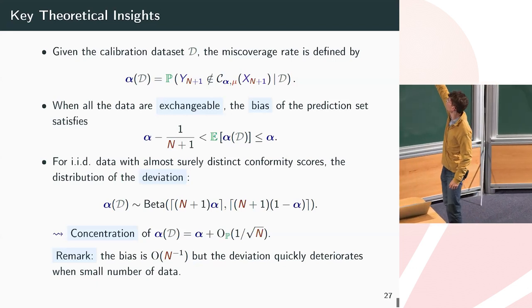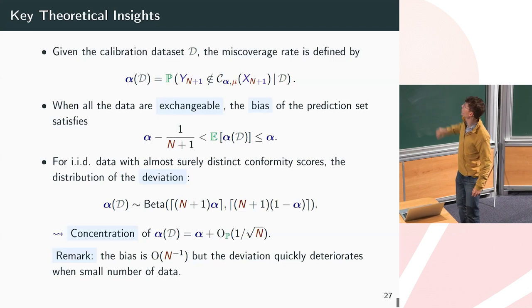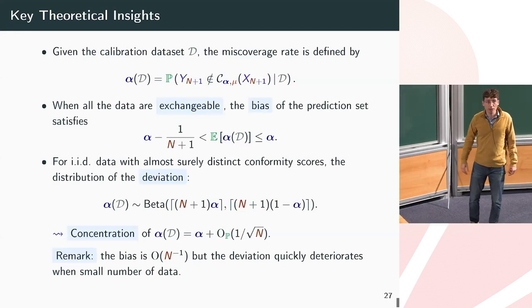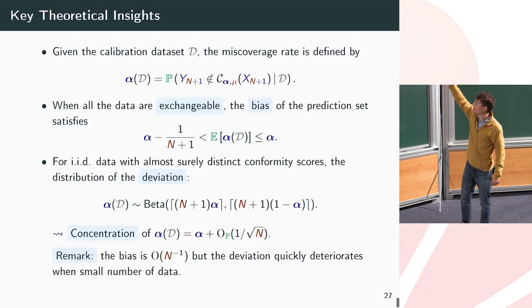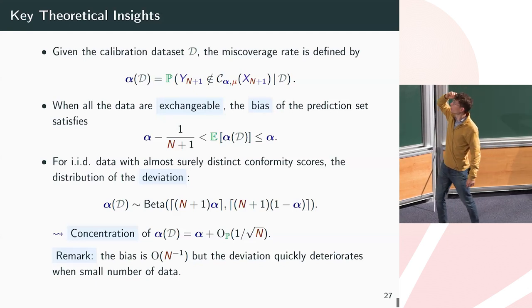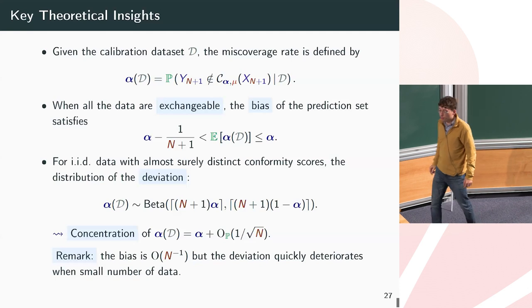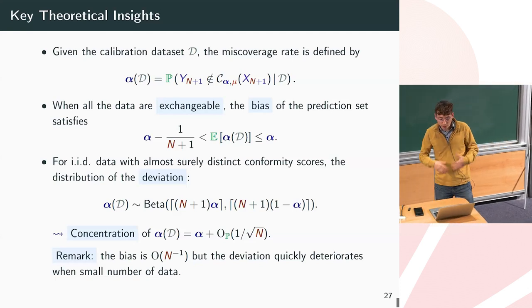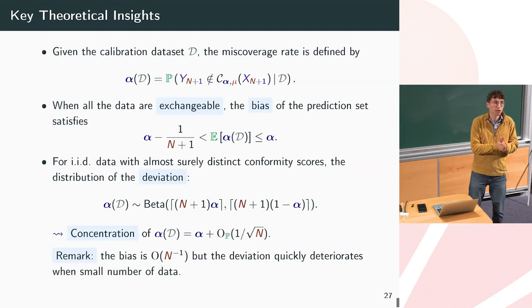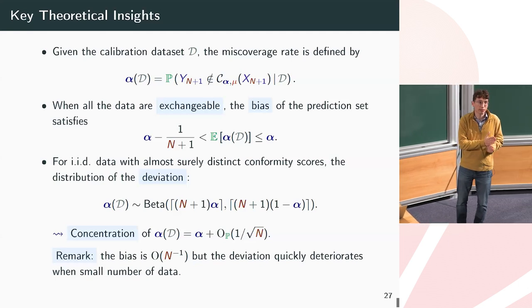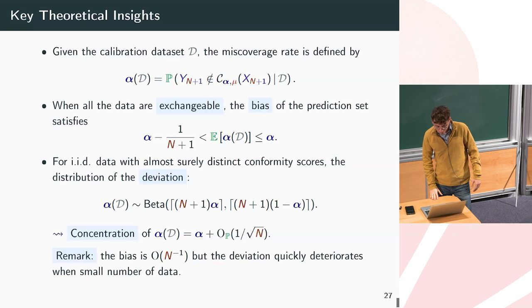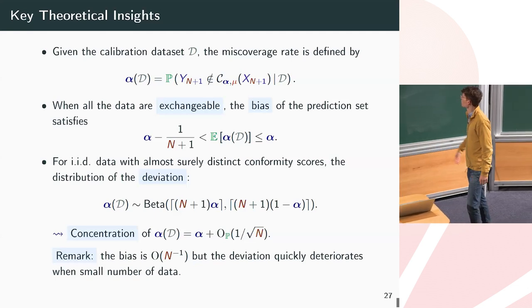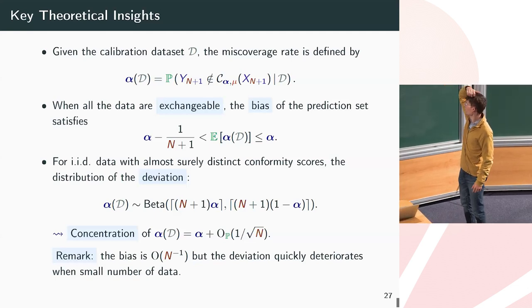So here it's the miscoverage rate, alpha of D. It's the percentage of time that your true output does not belong to the prediction set given a specific calibration data set. It's a little bit more important to study this quantity because in reality, you have your data set and it's fixed for every experiment. You won't change your data set if you want to compute a new prediction.